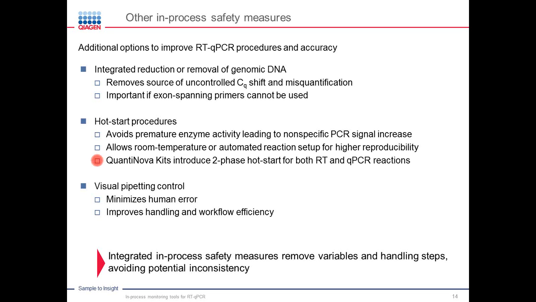I would like to point out here that QIAGEN has introduced in our QuantiNova RT-PCR kits a so-called two-phase hot start, which for the first time really allows not only the polymerase but also the reverse transcriptase to be inactivated and only be activated at the setup of the reaction, which is very handy for one-step RT-PCR procedures.